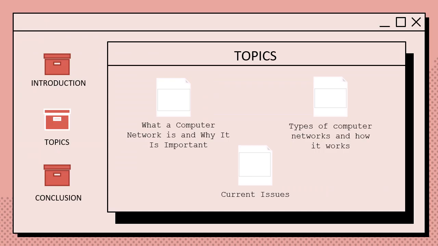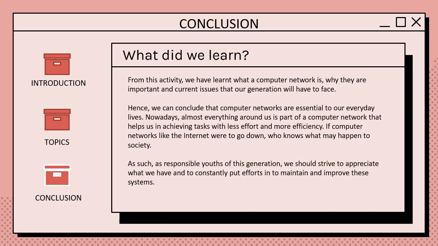At last, we have reached the end of this presentation. So, what do we learn? From this activity, we have learned what a computer network is, why they are important, and current issues that our generation will have to face. Hence, we can conclude that computer networks are essential to our everyday lives.